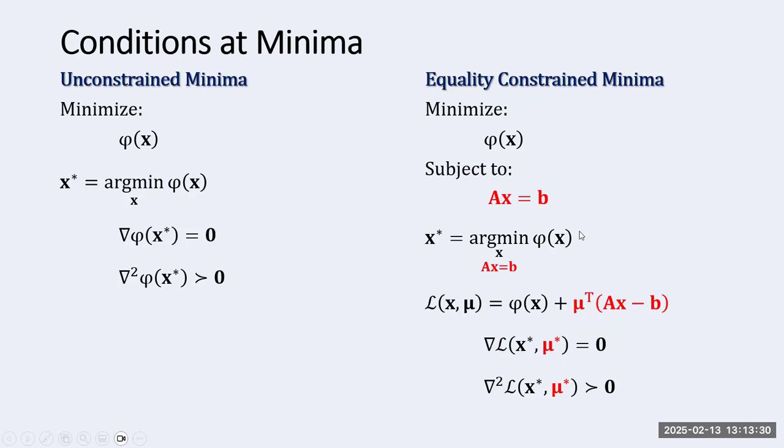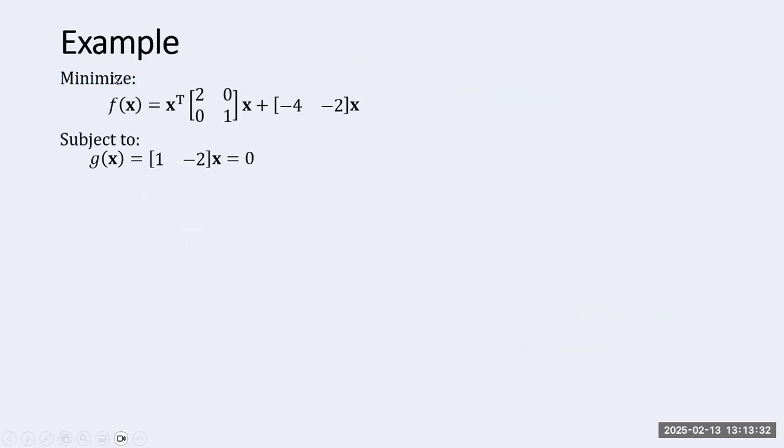Here's an example. This is what we want to do. We want to minimize this function. X is 2 by 1, so this is a bivariate scalar function.